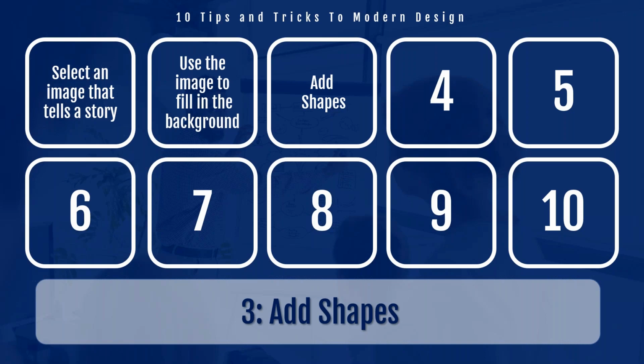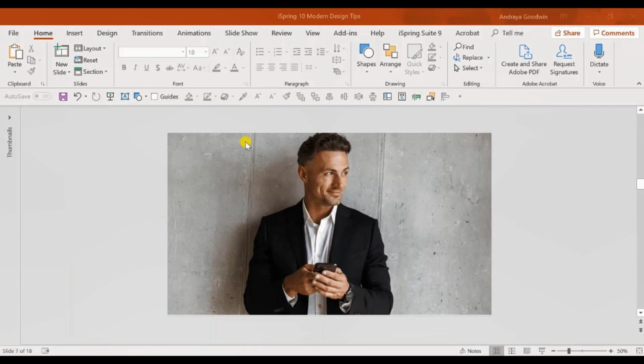Okay, for step number 3, we are actually going to go back to the basics and add in some shapes. Now, adding shapes helps to separate content on the screen into sections, and it also allows your content to be displayed in a more organized way. I actually like to keep my shapes interesting by using a variety of shapes and tilting them or stacking them to help build interest.